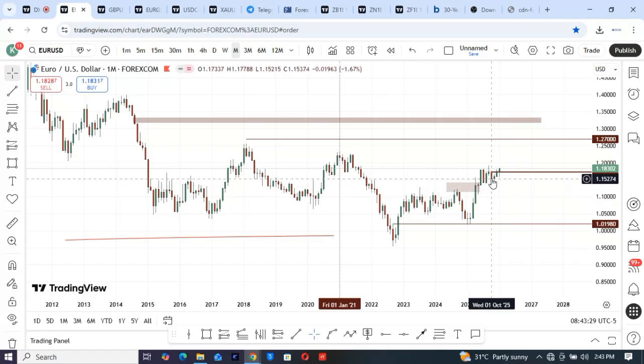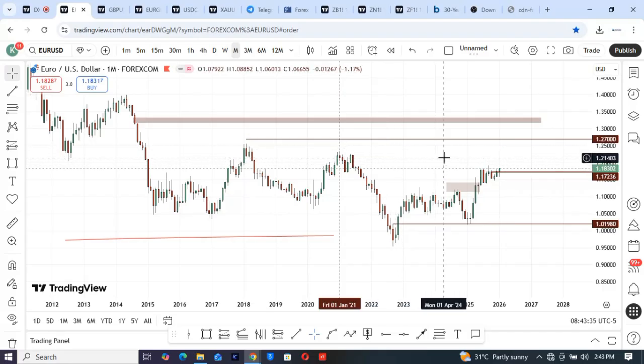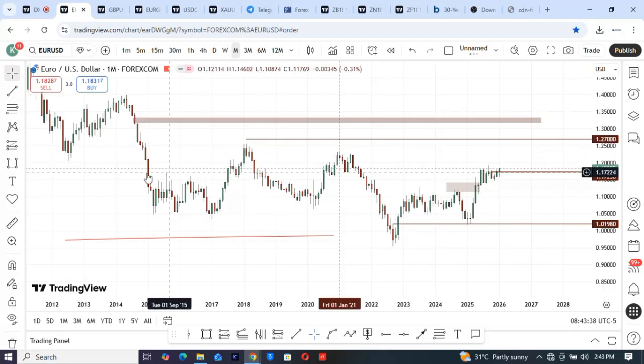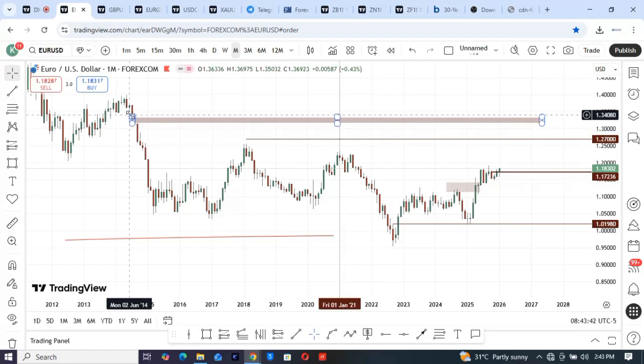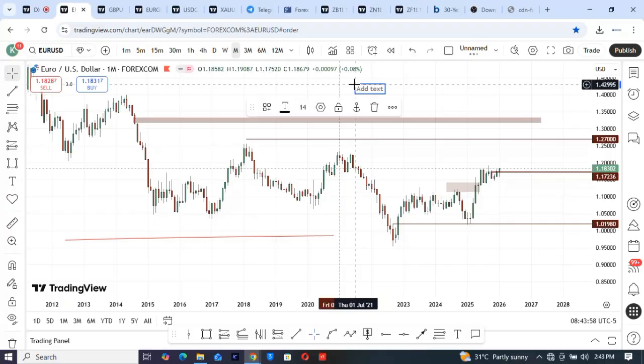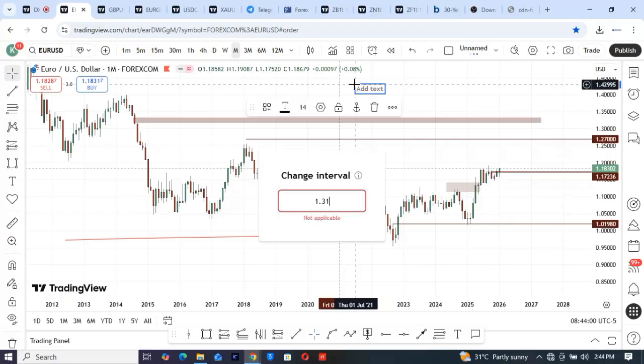I want to see price from this order block here, this order block created, reach for this level. So this is more of like my near-term target, 1.27. But at the same time, I don't want to see this inefficiency over here, this fair value gap over here being filled, and the level here, its high is at 1.31602.